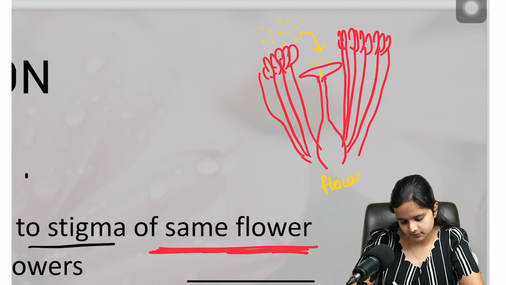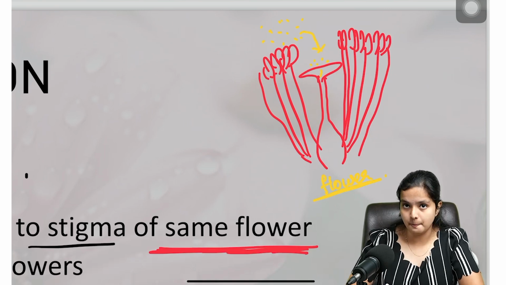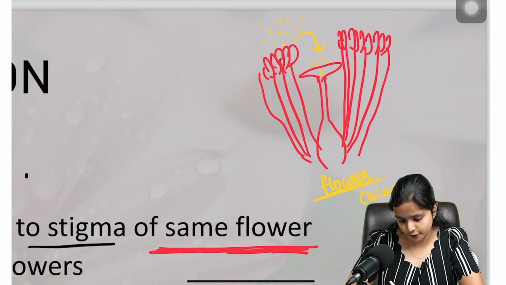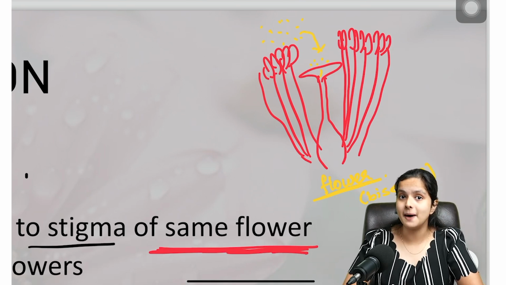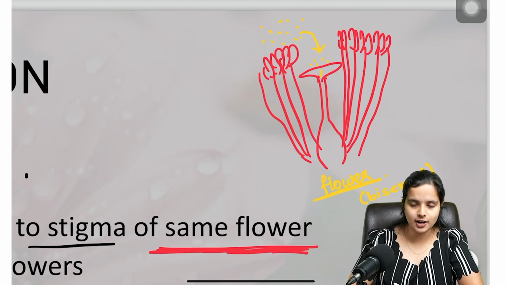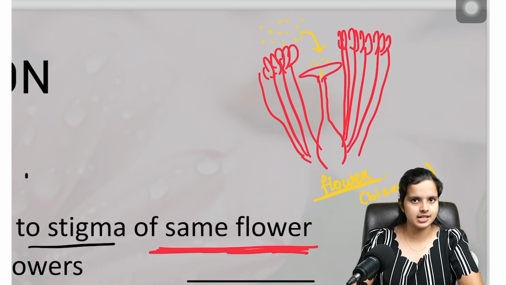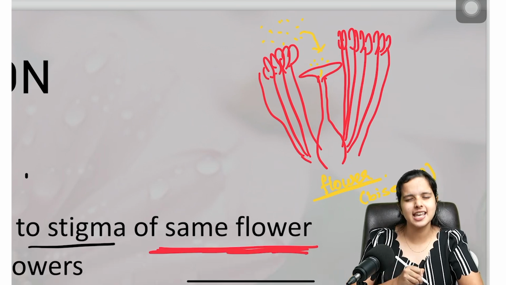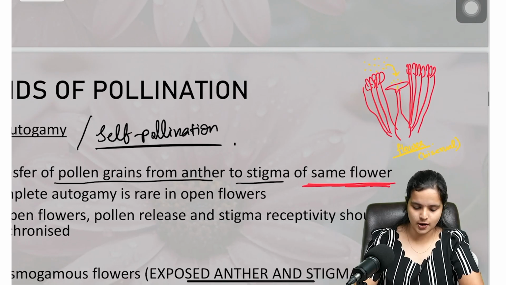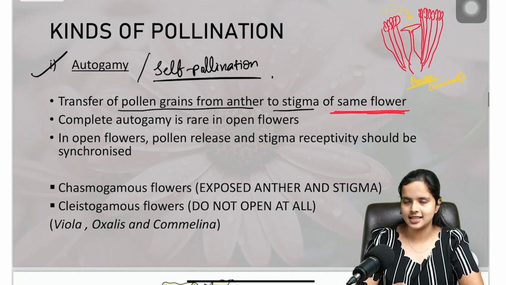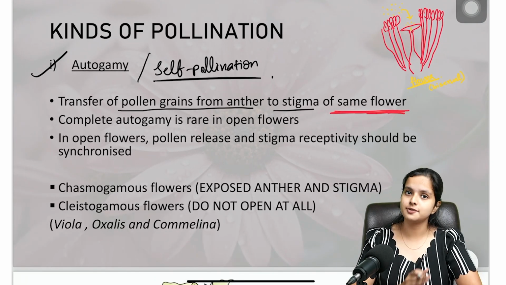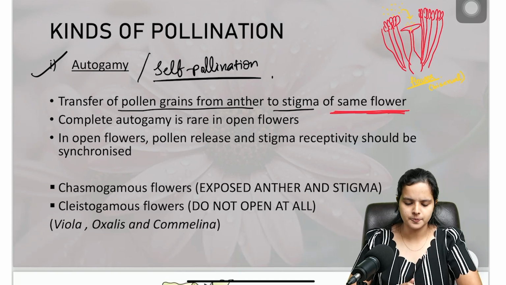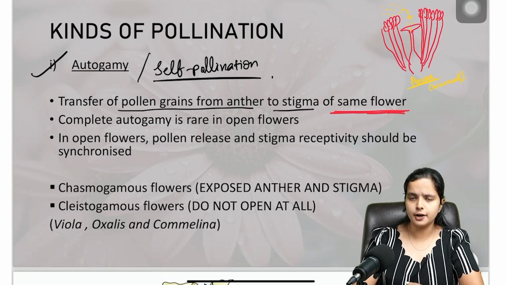The flower should be bisexual in order for autogamy to take place. So you'll have a bisexual flower, and in that flower, you'll have many stamens, many anthers. And from those anthers, pollen grains will be released. And if those pollen grains are transferred from the anther to the stigma of that same flower, then that's known as autogamy. So you have the figure over here. I hope that's clear right now. Autogamy is simply self-pollination, the transfer of pollen grains from anther to stigma of the same flower.